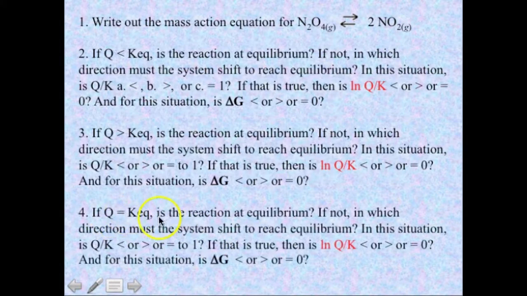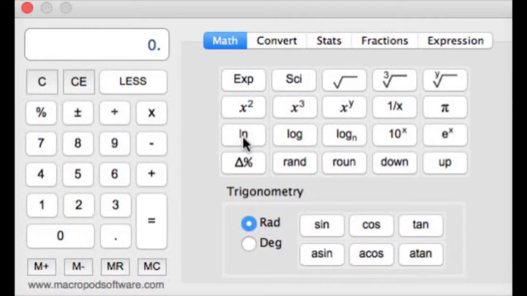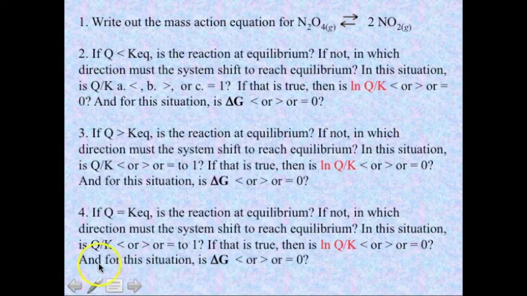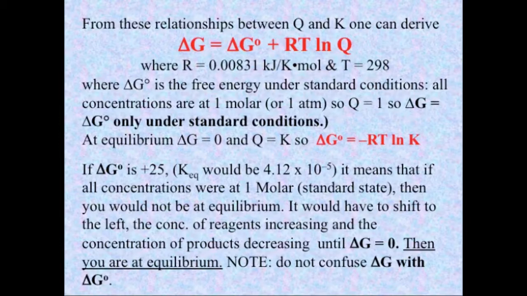And finally, at equilibrium, if Q equals K, then Q divided by K equals 1. The natural log of Q divided by K equals 0. And at equilibrium, delta G is equal to 0. So from these relationships between Q and K, one can derive that delta G equals delta G0 plus RT ln Q, where R equals 0.00831 kilojoules per mole K, and temperature, absolute temperature, equals 298.